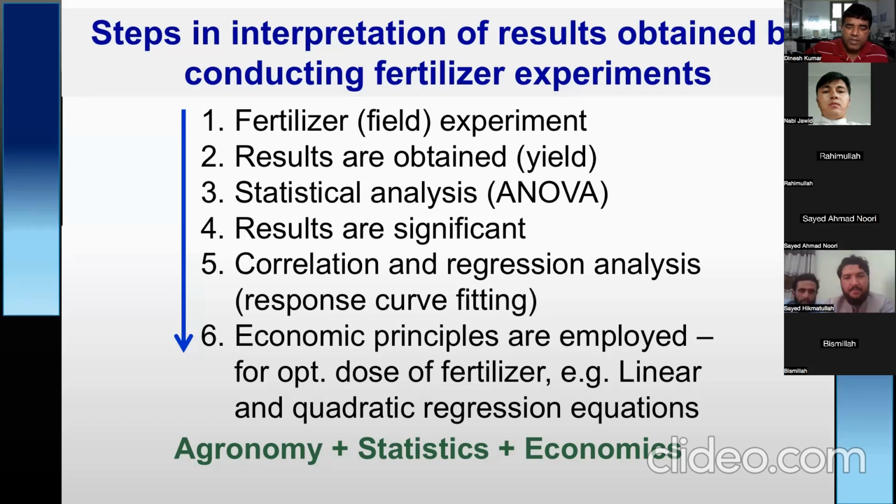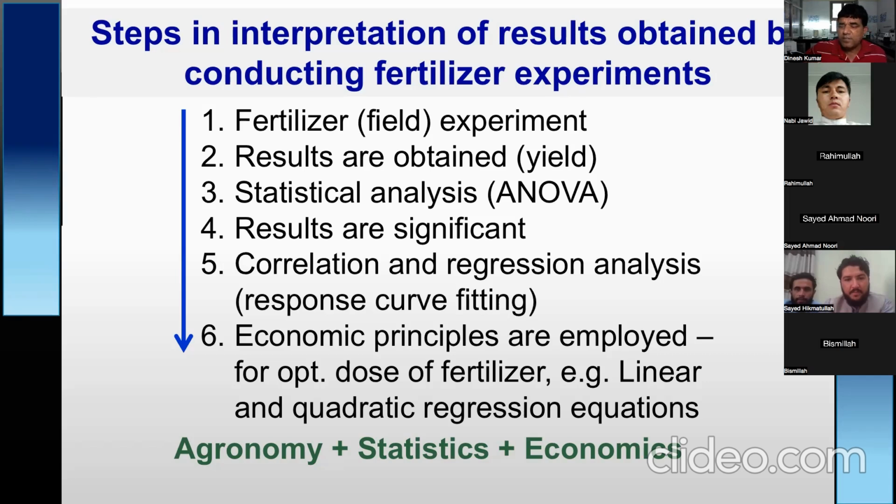So friends, here you can see that the knowledge of 3 subjects is combined to understand it. Agronomy: how is agronomy involved? Because we need to conduct the field experiment. We have used different doses of fertilizer, and we have recorded the yield of crop at different doses of fertilizer.